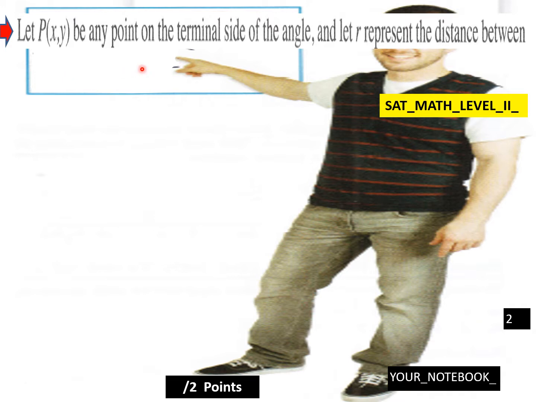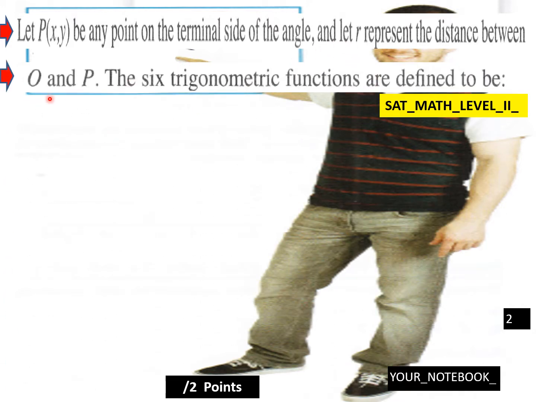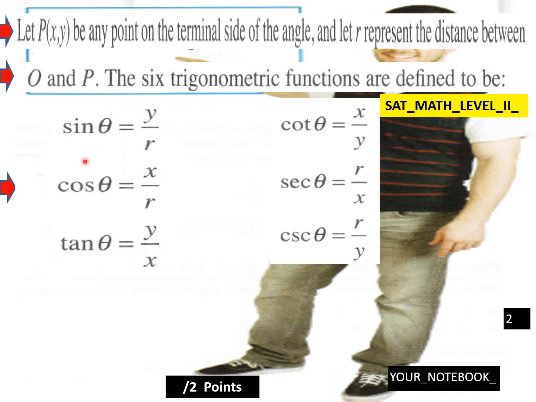So let P of x, y be any point on the terminal side of the angle, and let r represent the distance between O and P. The 6 trigonometric functions are defined to be: sine theta equals y over r, cosine theta is x over r, tan theta is y over x, cotan theta is x over y, secant theta is r over x, and cosecant theta equals r over y.